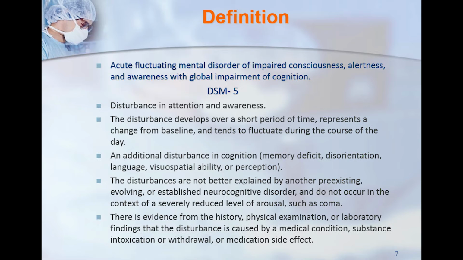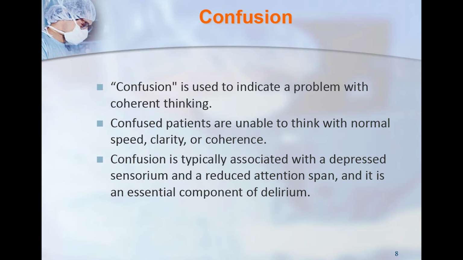But you need additional information. It must have developed over a short period. It cannot be explained by an underlying, existing, or chronic neurocognitive disorder. And there must be evidence from history, physical, and lab findings that it is caused by a medical condition. That's why it is actually a delirium. So that's why confusion is not enough to diagnose delirium.